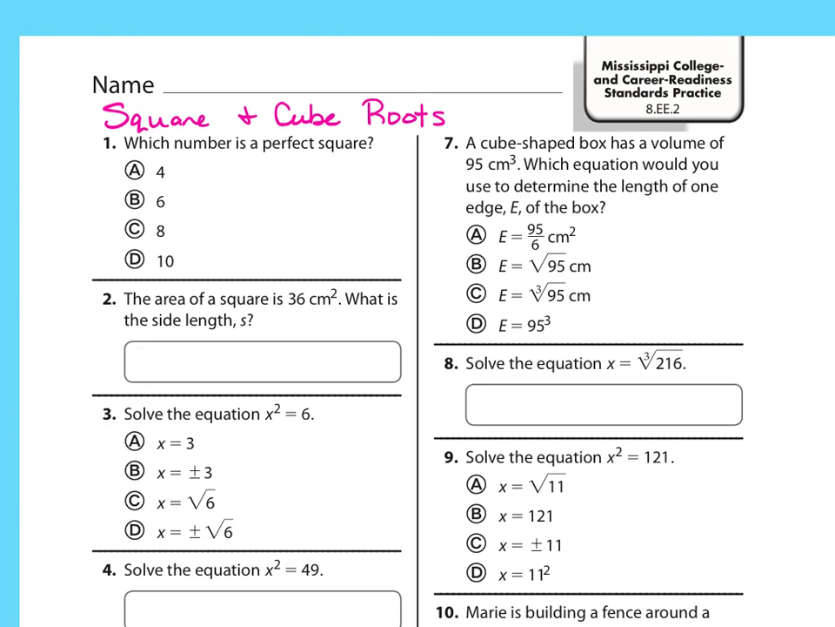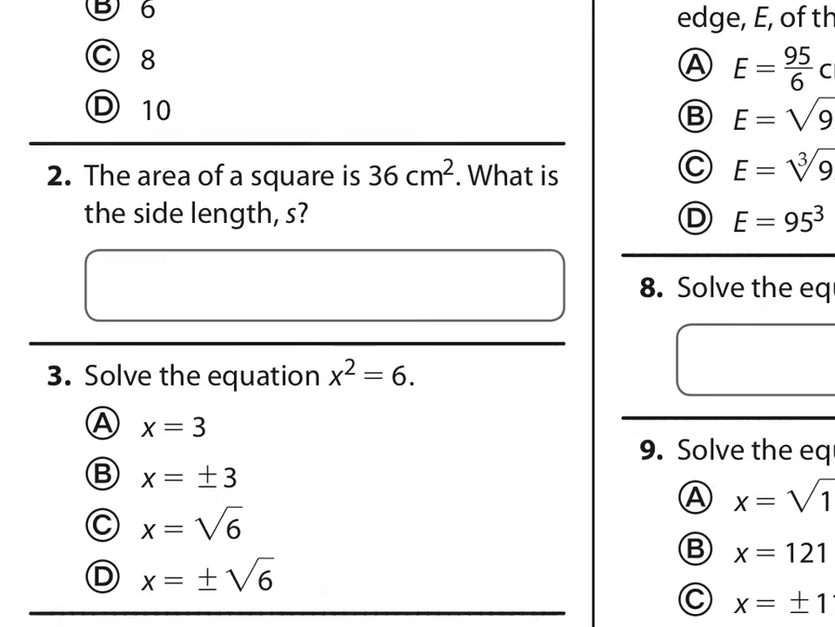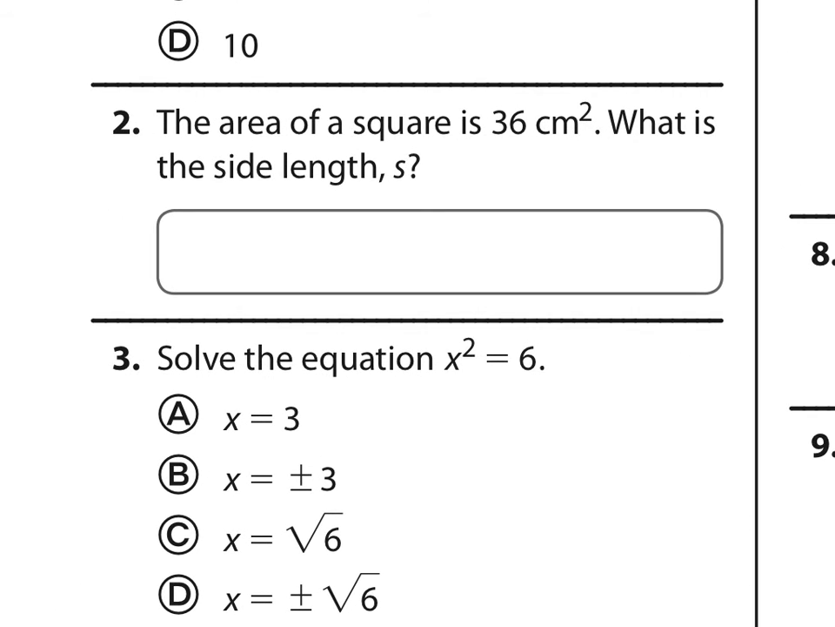Okay, standard 8.EE.1-2 is just calculations using square and cube roots. They could be found in little word problems. They could be found in little equations. We're going to start with this problem number 2. The area of a square is 36 square centimeters. What is the side length, S?